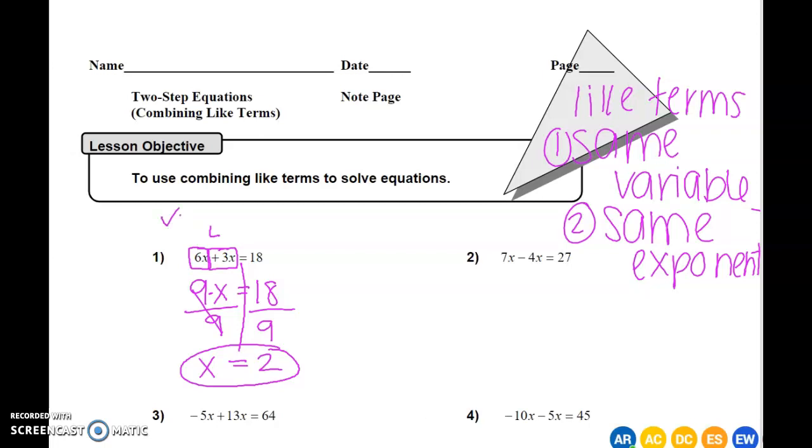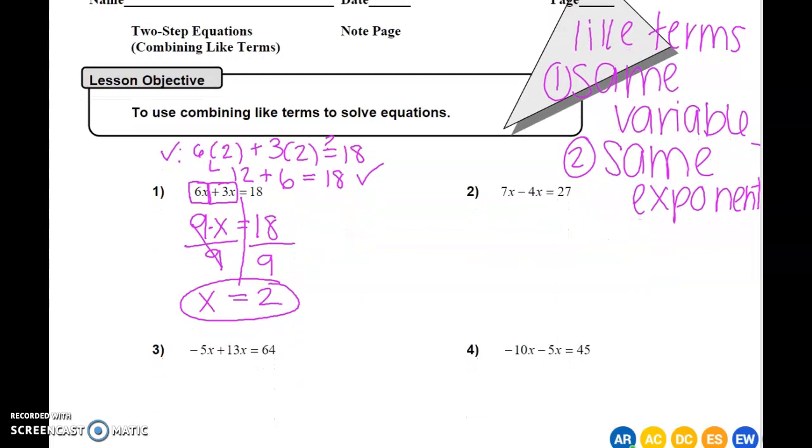So if I want to check it, this would be 6 times 2 plus 3 times 2, and I want to know whether that's equal to 18. Well, 6 times 2 is 12, plus 3 times 2 is 6, and that is in fact equal to 18. So I know that I did that right.